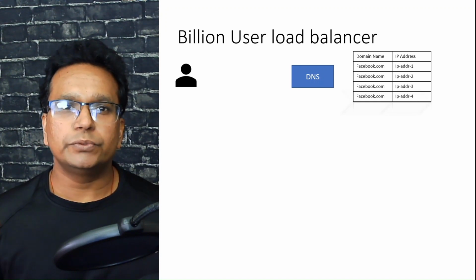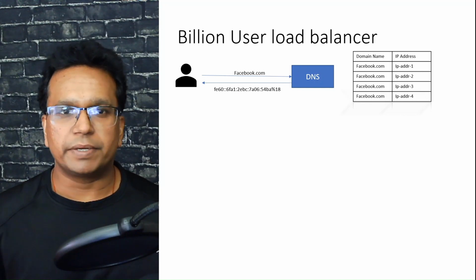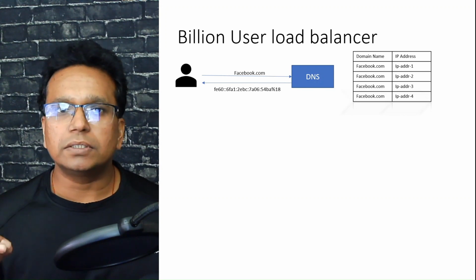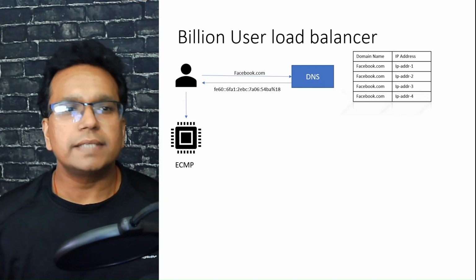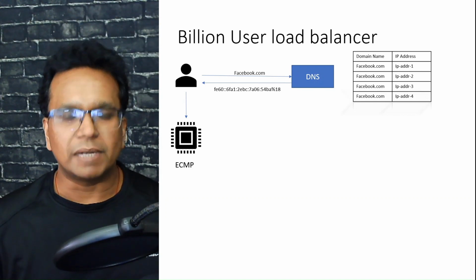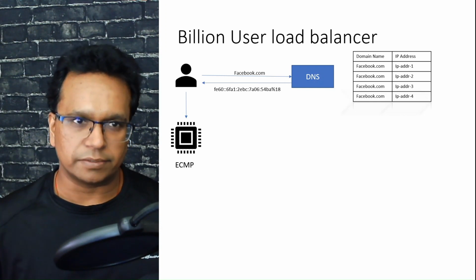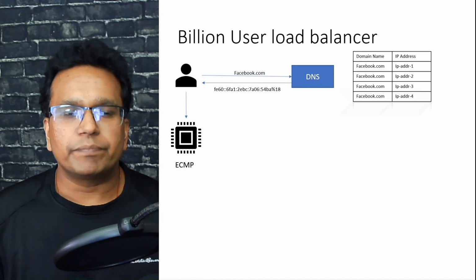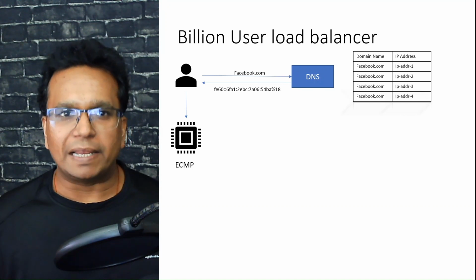When the user makes a request to DNS to resolve the domain name, they get one of the IP addresses listed for the domain name. These IP addresses are actually the IP addresses for ECMP. ECMP is basically short for Equal Cost Multipathing. Think of it more like an L3-level load balancer. It's basically a router, right? So now when the request comes to ECMP, which is L3, it routes to the multiple L4 load balancers that we have deployed.